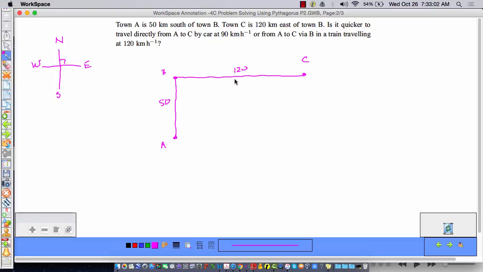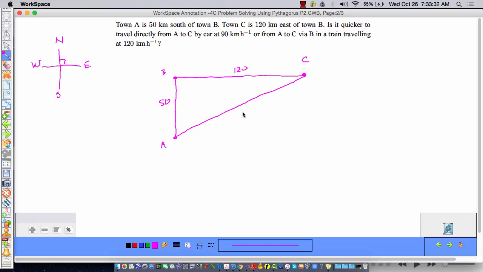Is it quicker to drive directly from A to C by car at 90 kilometers per hour, or from A to C via B in a train traveling at 120 kilometers per hour? So what are we doing? Is it quicker to travel from A to C, or from A to C via B? The first thing is by car.